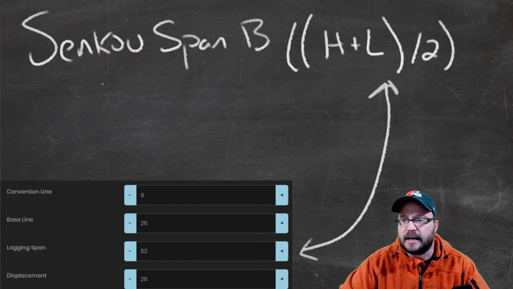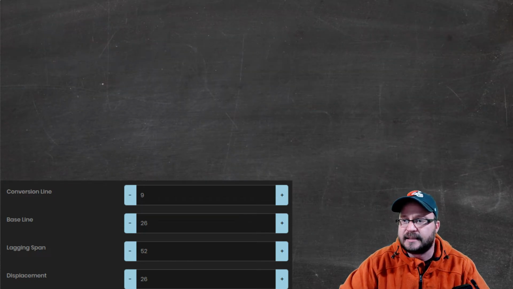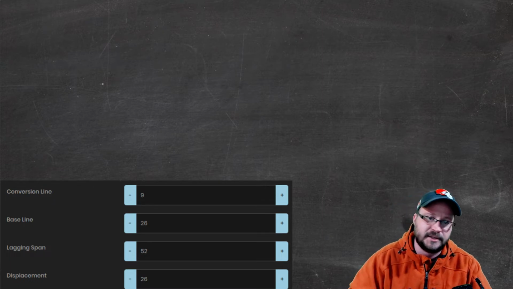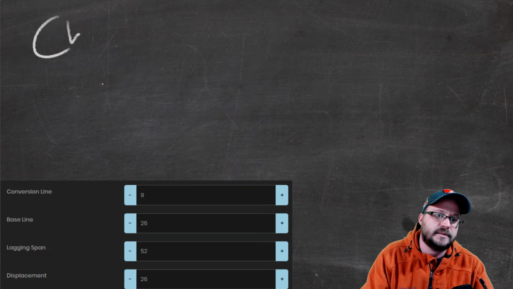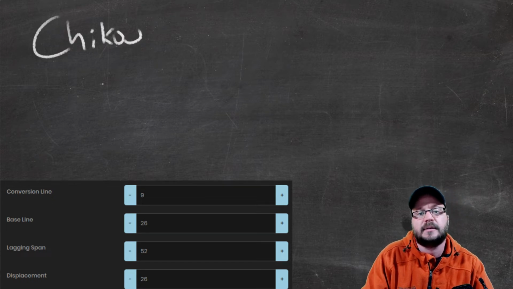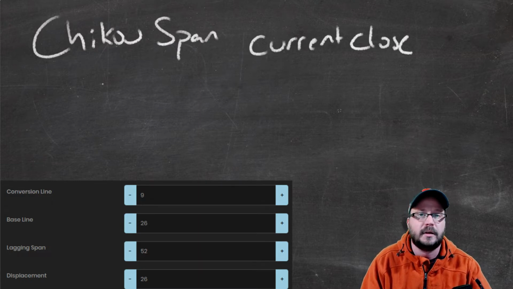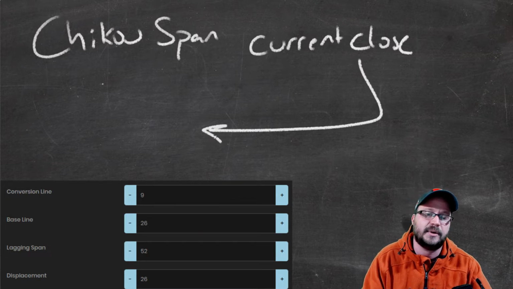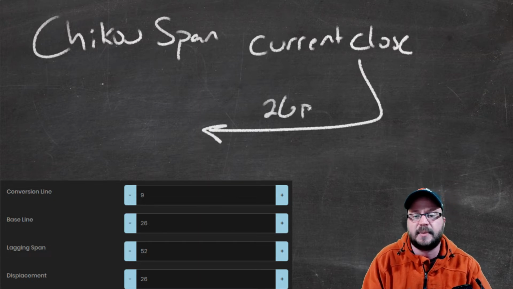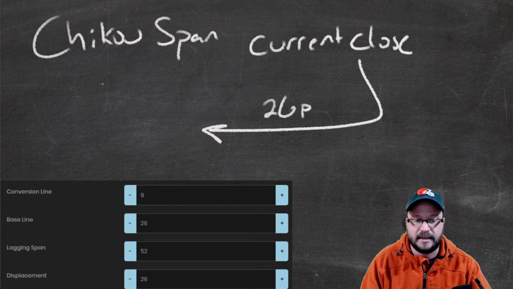So we'll go back here, delete this layer. The last line is the Chikou line. Now, the Chikou Span is interesting. All the Chikou Span really is, it takes the current close price, right? And it shifts it backwards 26 periods in the past. That is the displacement.